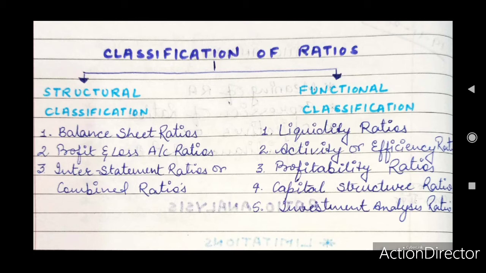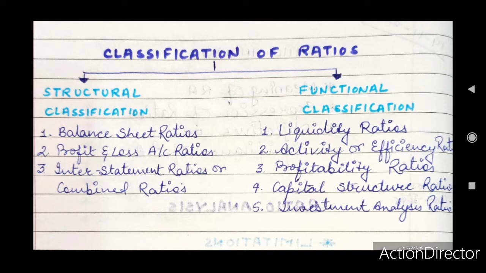Number 2. Activity or efficiency ratios. These ratios enable the management to measure the effectiveness of the use of the resources at the command of the firm. The following ratios are included in this category: stock turnover ratio, debtors turnover ratio, creditors turnover ratio, total assets turnover ratio, fixed assets turnover ratio, current assets turnover ratio, working capital turnover ratio and capital turnover ratio.